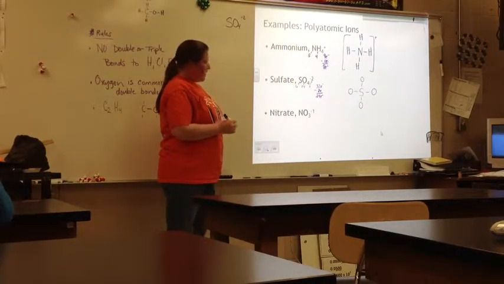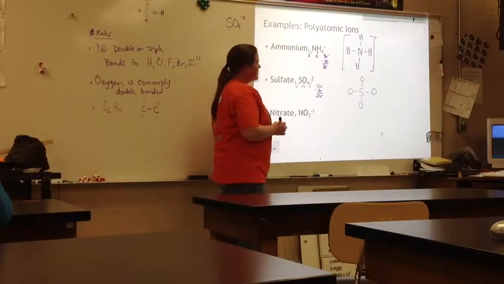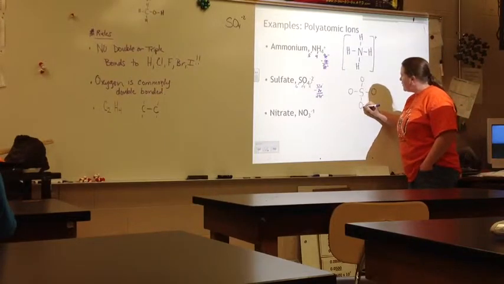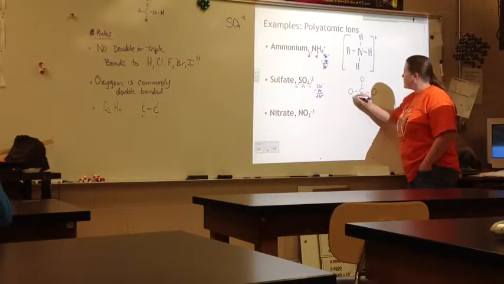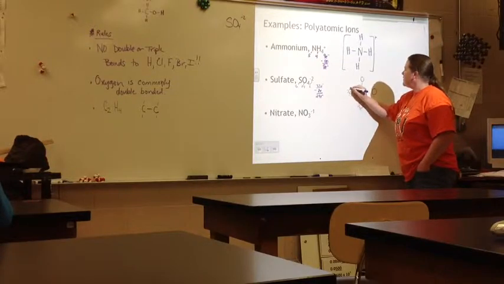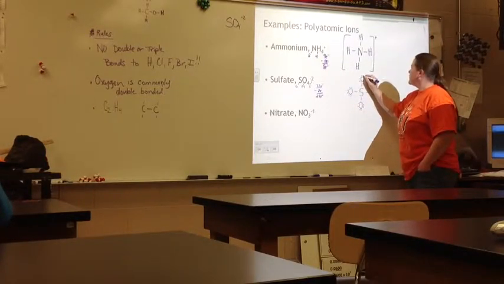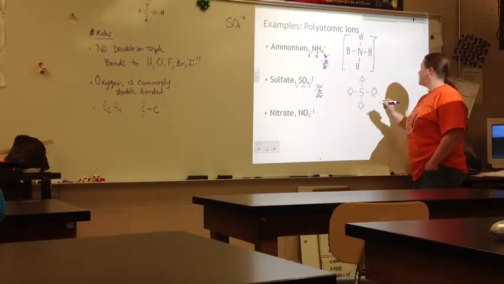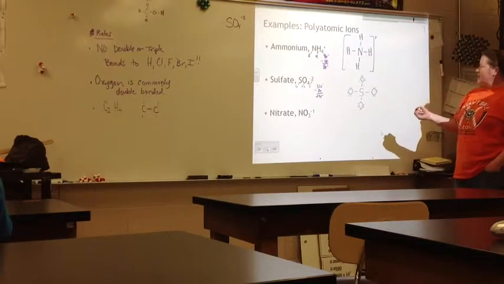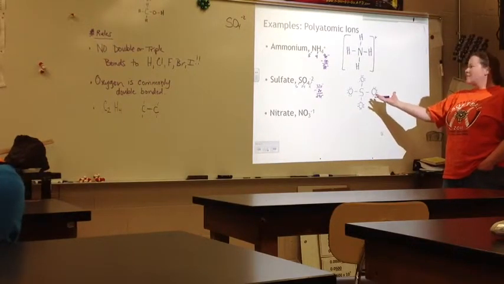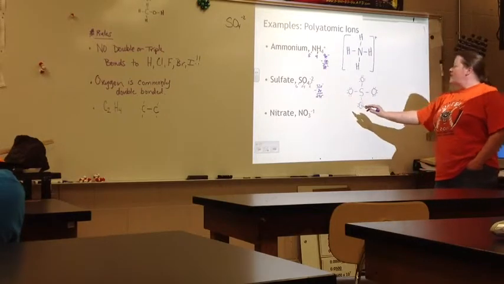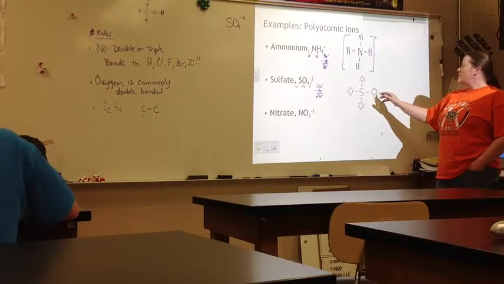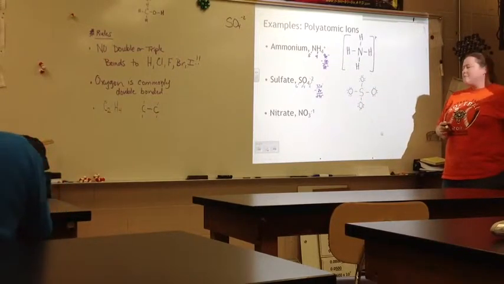So since I have extra electrons left, I'm just going to start distributing them in pairs on these atoms out here. So 1, 2, 3, 4, 5, 6, 7, 8, 9, 10, 11, 12, 13, 14, 15, 16, 17, 18, 19, 20, 21, 22, 23, 24. Now in this particular case, it worked out nicely where the electrons that you had left was enough to give each element an octet, or 8 electrons surrounding it.